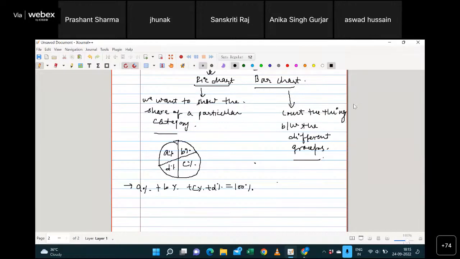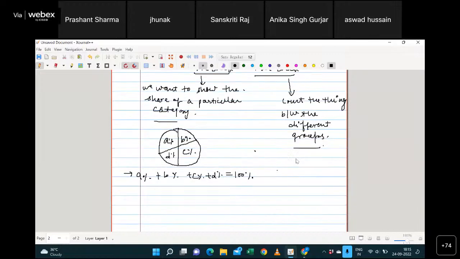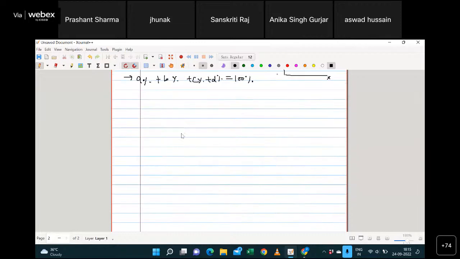Now, in the bar chart, we are free. I can choose anything on the x-axis and anything on the y-axis. That means I can plot a bar chart horizontally as well as vertically, right? Let's take an example.